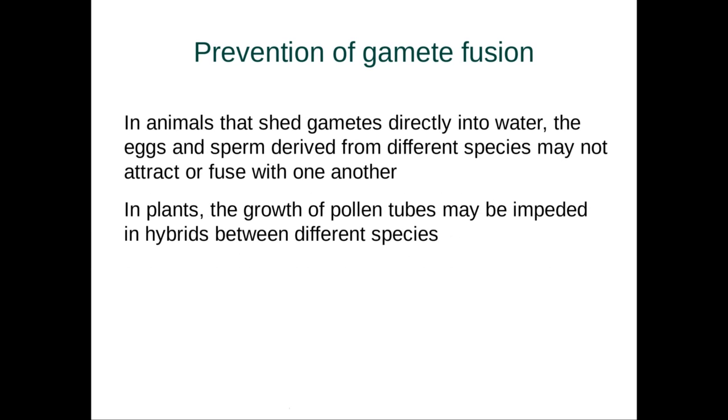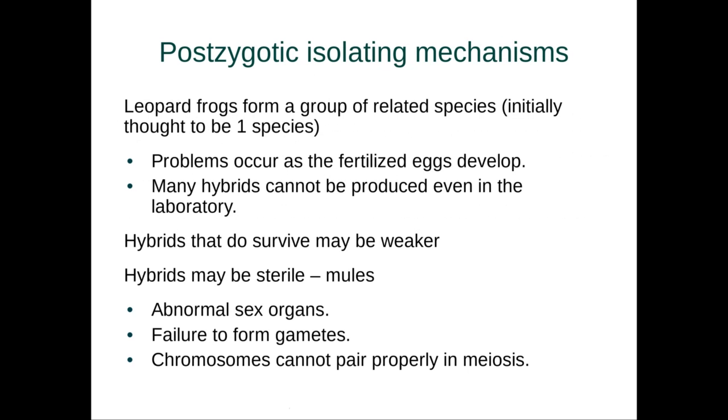Prevention of gamete fusion is another one. So simply your gametes can't match up. Animals that shed gametes directly into water, the eggs and sperm derived from different species actually cannot physically attract or fuse with one another. So if I have a species of frog and another species of frog, if the sperm of that frog meets the egg of that other frog, they simply can't fuse with one another. Just doesn't happen. Now, after we produce an egg, so pretend all happens well and an egg is produced.